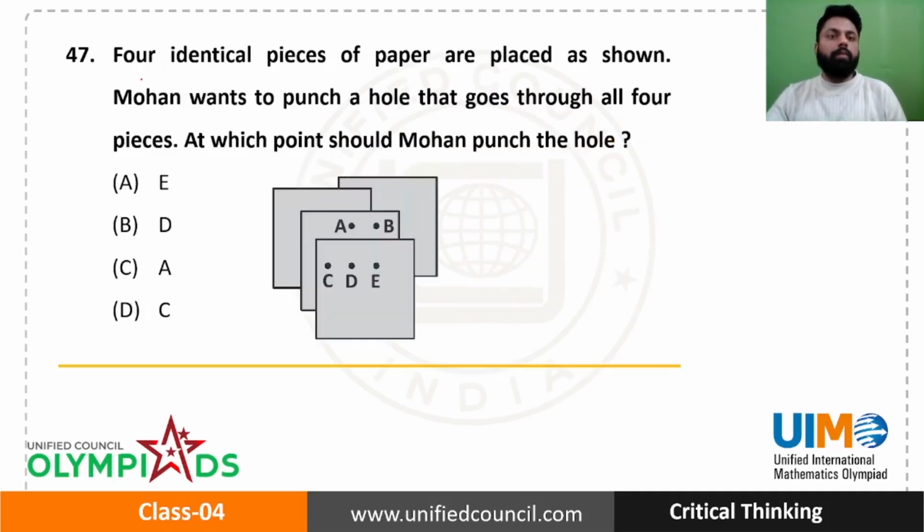Next one. 4 identical pieces of paper are placed as shown. Mohan wants to punch a hole that goes through all 4 of them. At which point should he put a hole?